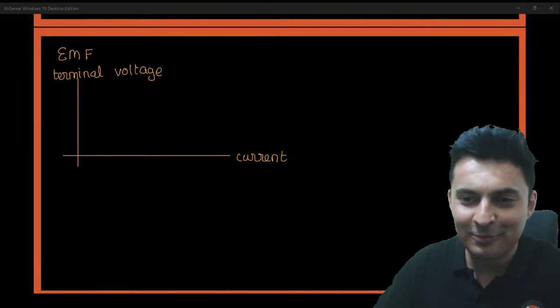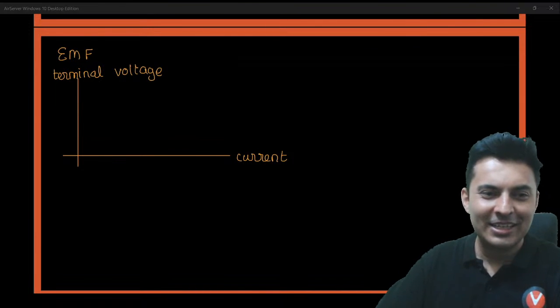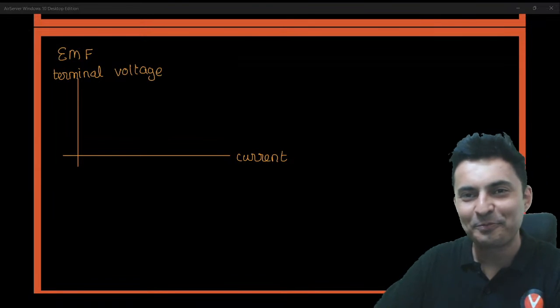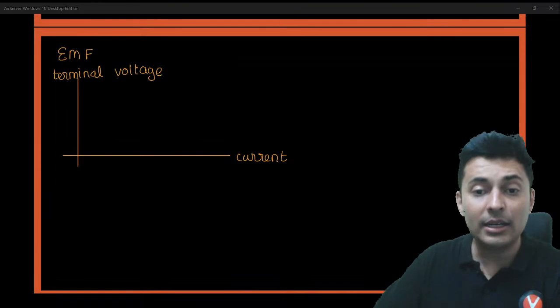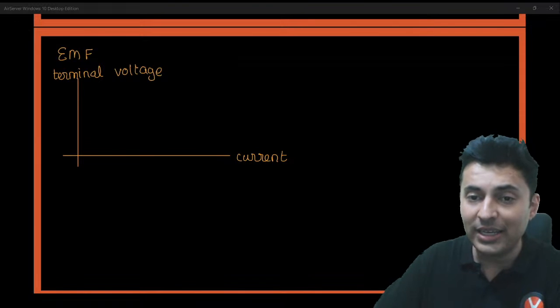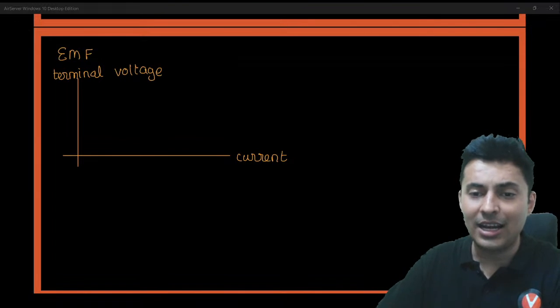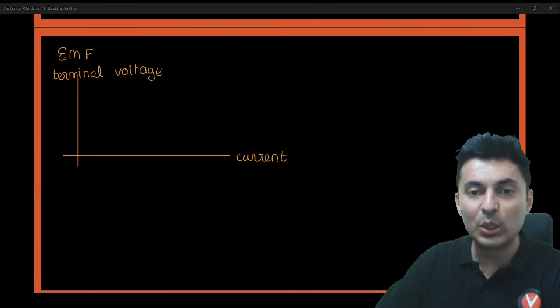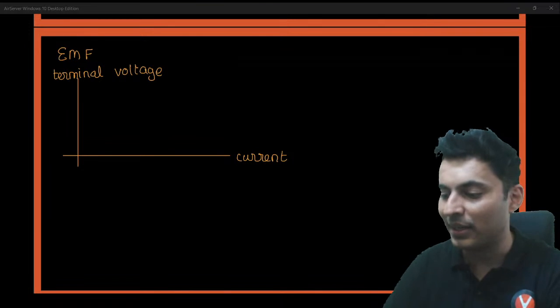Anybody knows this graph? Don't worry, it doesn't matter whether it is studio or not. Gaining the knowledge is very, very important. Anybody remembers how this graph of terminal voltage will look? Come on, think about it. I'll give you a hint. There are two scenarios over here. One is when the cell is shorted, and another is when the cell is basically open. So there are two variations which happen over here.